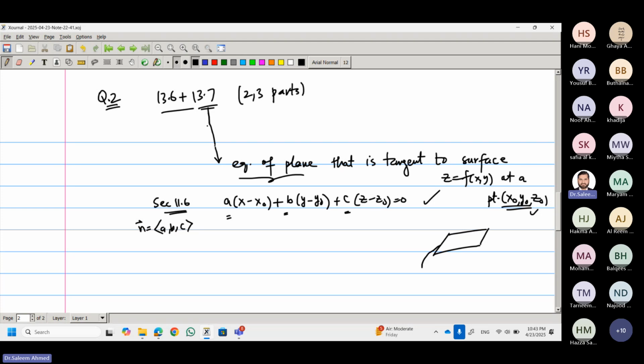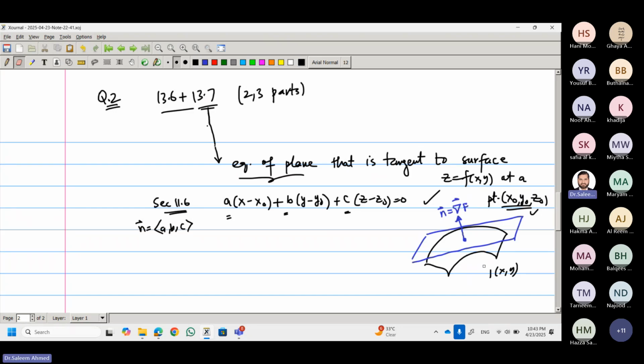If I have a surface, like this, and this surface is equal to f(x, y), and I want to find a plane at a point that is tangent, that is a flat plane that only touches the surface at this point, then the normal vector basically comes from the gradient of the function f.